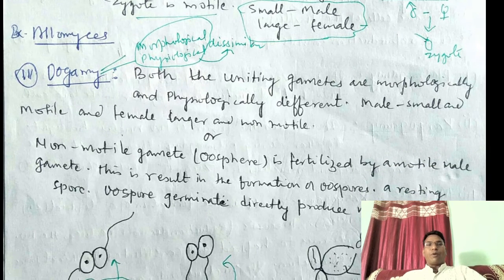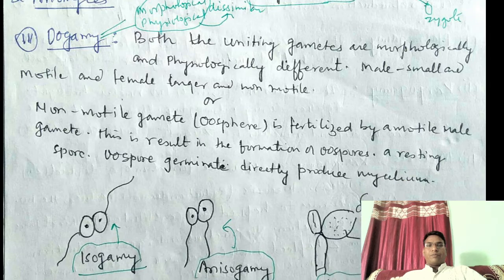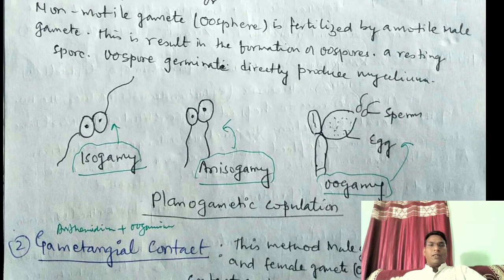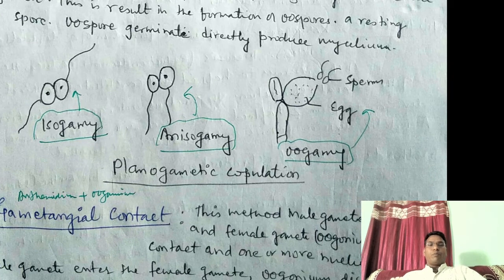Now, the third type of planogametic copulation is oogamy. Here, both uniting gametes are morphologically and physiologically different. That means the male is small and motile, and the female is larger and non-motile. Here you can see the isogamous fusing gametes, these are the anisogamous, and these are the oogamous types of copulation.